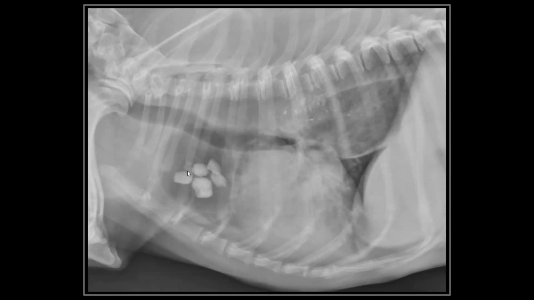So what we see here are several large mineral opacities, surrounded by this gas bubble for all intents and purposes. However, back here we also see that the caudal esophagus is distended with gas.